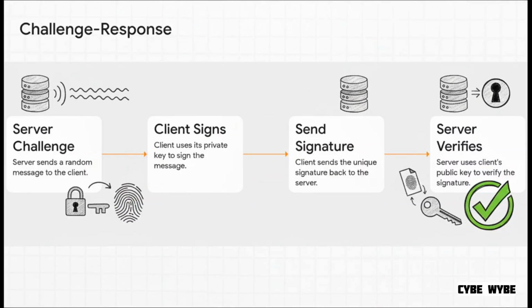And this is how that brilliant little flow works. The server sends you a random message, just some gibberish. Your client then uses its private key to create a unique digital signature for that specific message. It sends just the signature back. The server then uses your public key, which it already knows about, to check if that signature is valid for the original message it sent. If it checks out, that proves you have the private key, and boom, you're in.